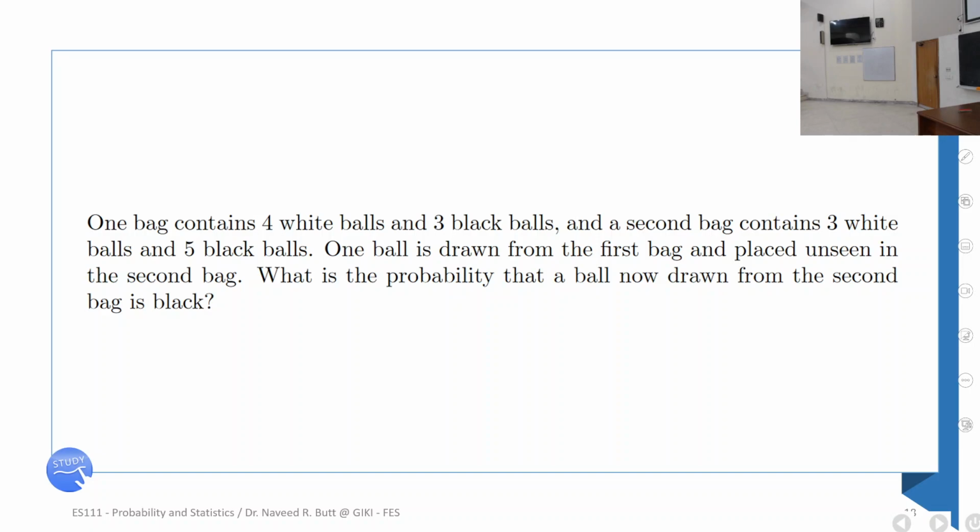क्या करेंगे? So of course try to define your events, the scenario, the possibilities, right? So I won't take too long on this. आपको समझ आ रहा है इसमें हुआ क्या है? पहले में 4 white है 3 black है, ठीक है? Question क्या है? What is the probability that the ball now drawn from the second bag is black? Right?